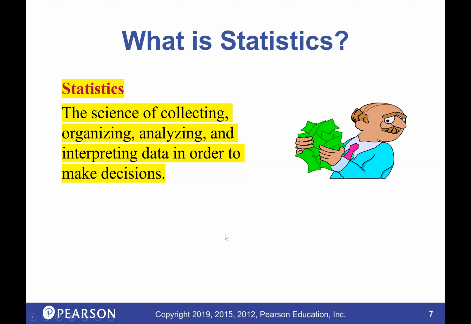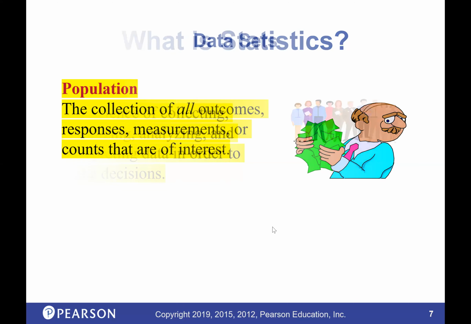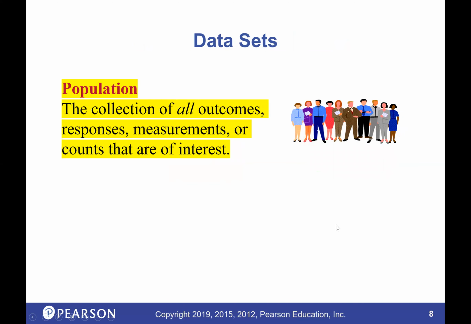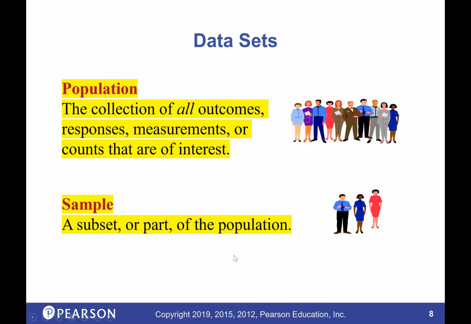All right. So first things first, one major difference of data sets is something called population. And population is the collection of all the responses, all the measurements of interest. So if you were looking at the salaries of all the US population, that would be it right there. Then we have something called a sample. A sample is a subset or a part of that population. And that's a lot of times in stats what we do here.